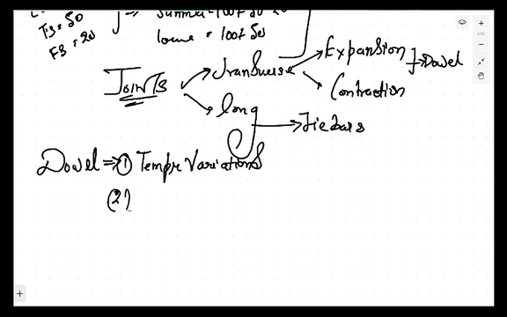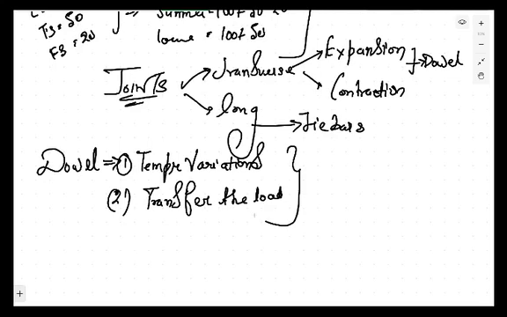The second is to transfer the load. To handle the temperature variation and to transfer the load. These are the main functions of the dowel bars.